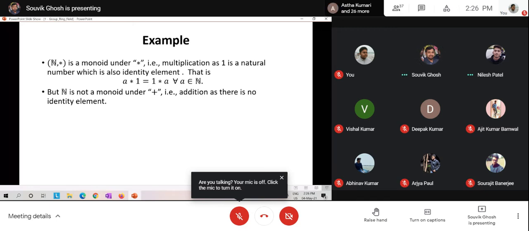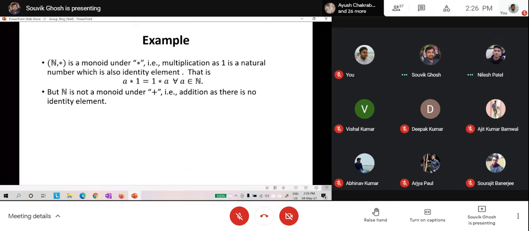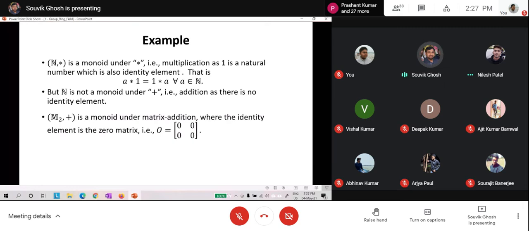Suppose you are given one natural number and you are finding one number which, by adding with the natural number, you get back that natural number again. What is this element? Zero. Does this zero belong to the natural numbers? No, sir. Since this does not belong to the natural numbers, the natural numbers don't have the identity element. That's why this is not a monoid.